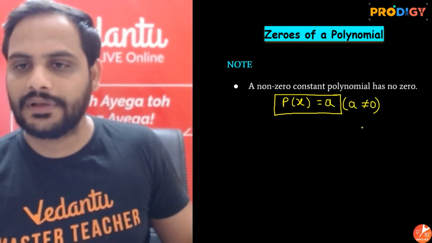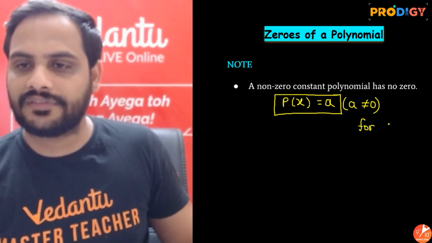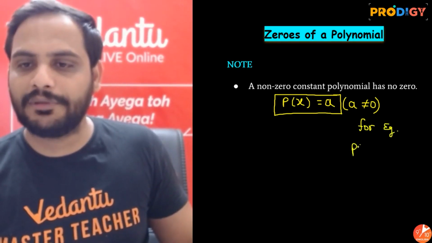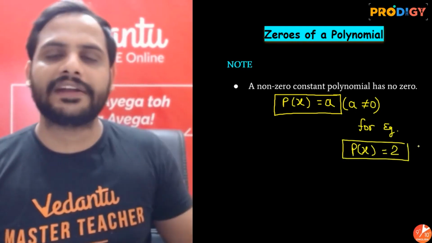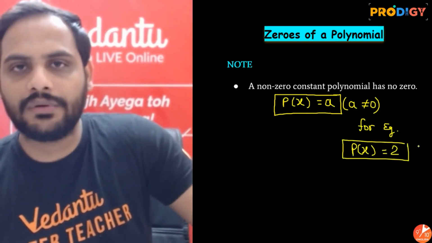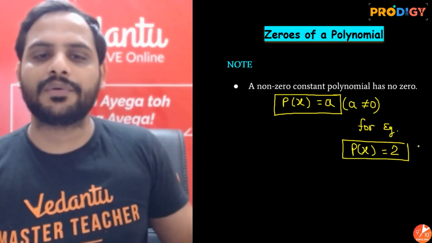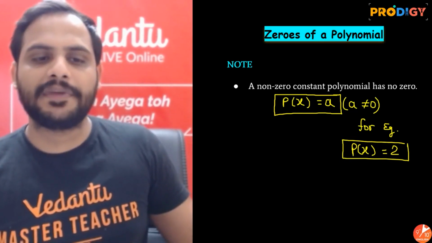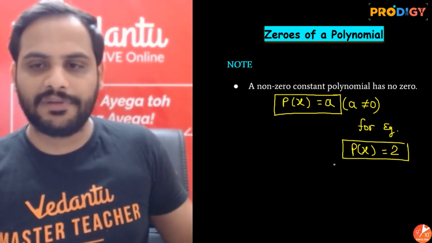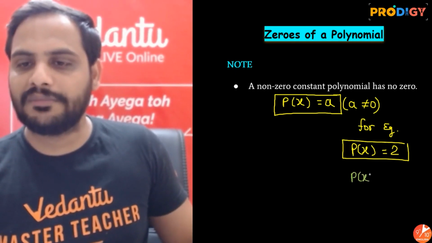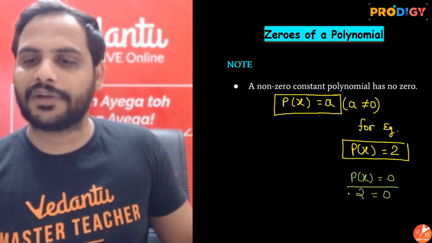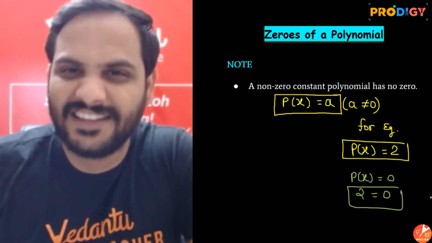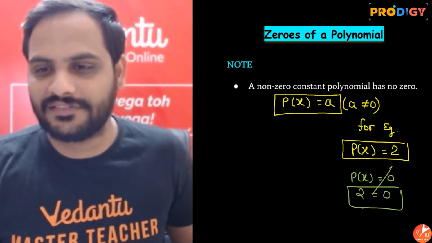For example, let's say I have taken a polynomial p(x) is equal to 2. I have told you to find out its zeros. For finding zeros, beta, what I have told you: make p(x) equal to 0. The polynomial I have given you is 2, so 2 equal to 0. Is it ever possible? No, sir, it is never possible.